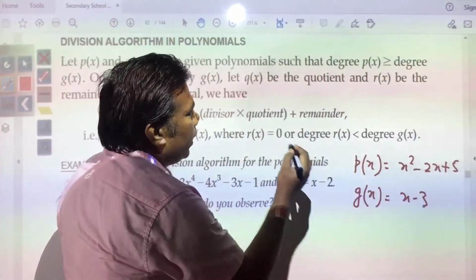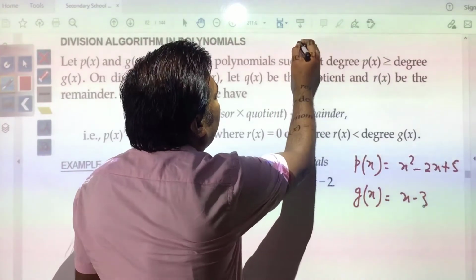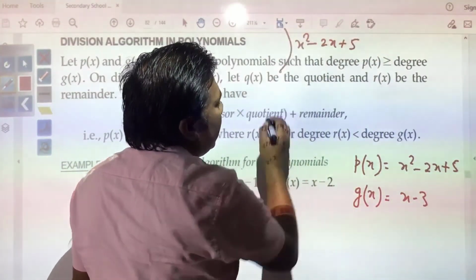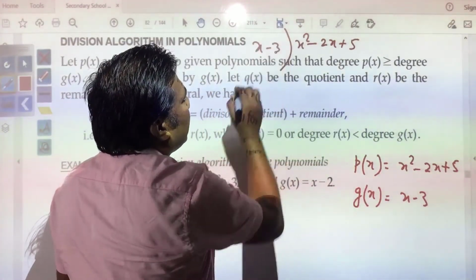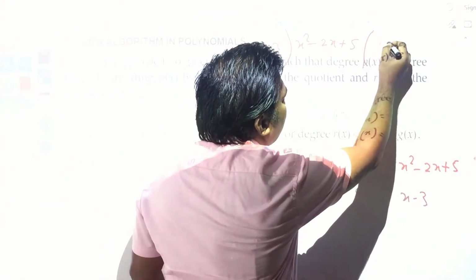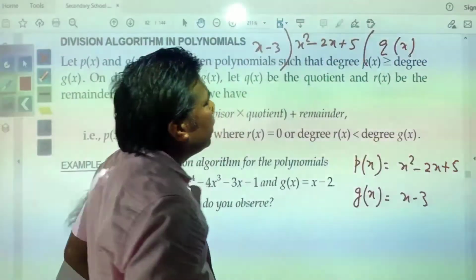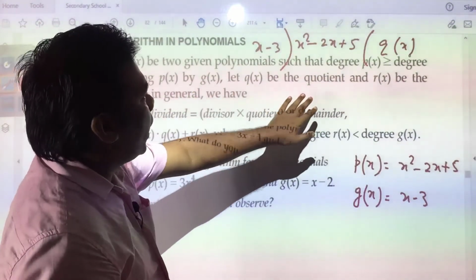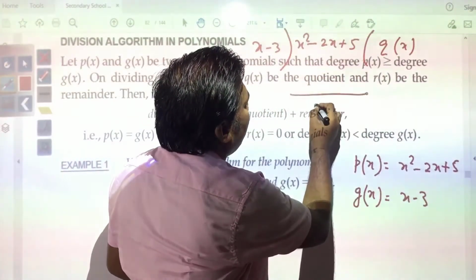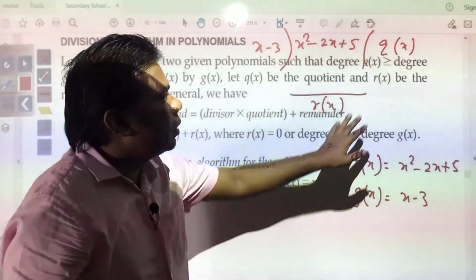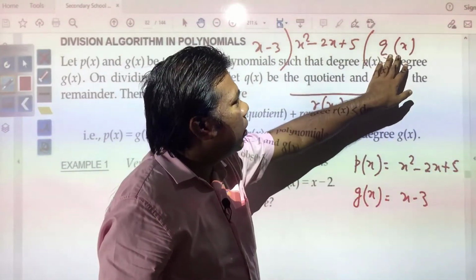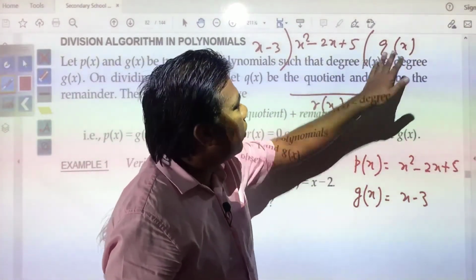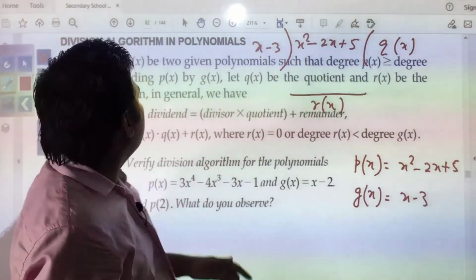Suppose you are dividing x square minus 2x plus 5 by x minus 3. Some quotient you will get, suppose you are getting Q(x). If you are dividing, definitely some quotient you will have and some remainder you will have. So, remainder suppose you have R(x). Suppose the quotient you have got is Q(x) and the remainder you have got is R(x).